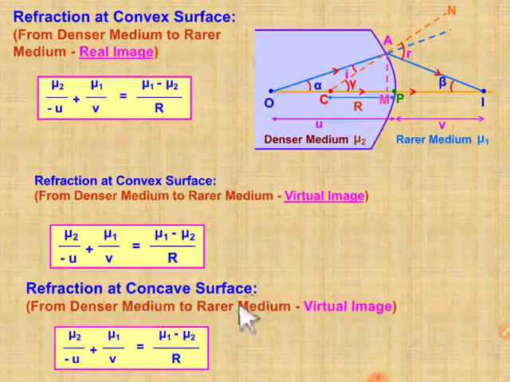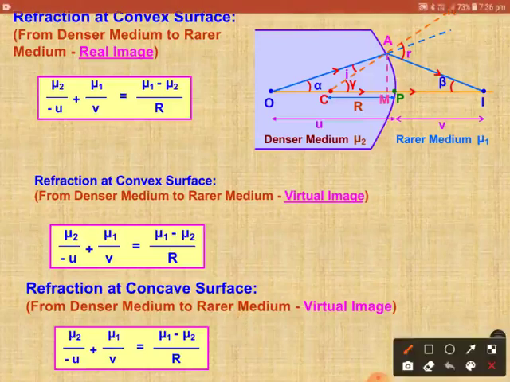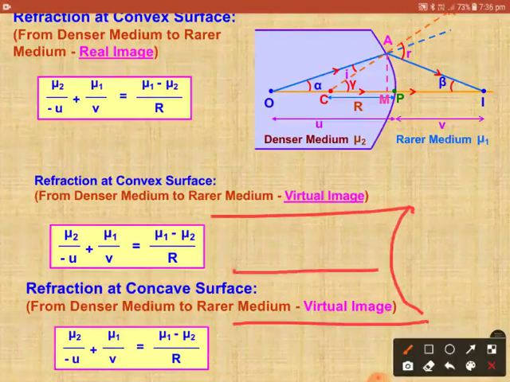For the concave surface also you can do it for the refraction from denser medium to rarer medium. In that diagram it will be like this. Okay, let me draw it. For forming what? Virtual image. So it will be concave like this, and this side is denser medium. Got it? Like this. So this is your pole, this is your mu2, and this side will be your mu1.